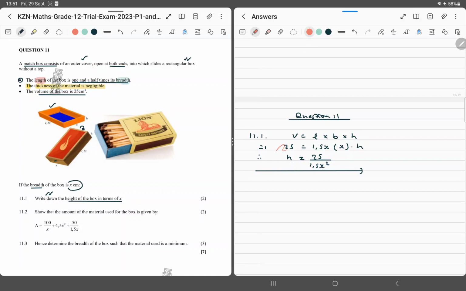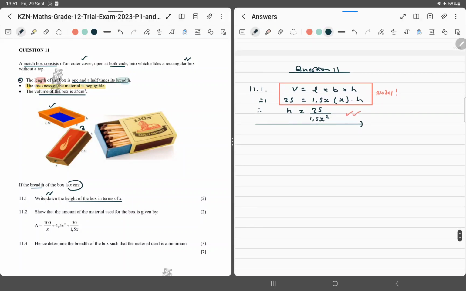So you should do this in your rough work. No one is interested in it. This is your note. It should not really be a part of the solution. You can just write h is, because the question said write down. So we're getting 2 marks and we're moving.